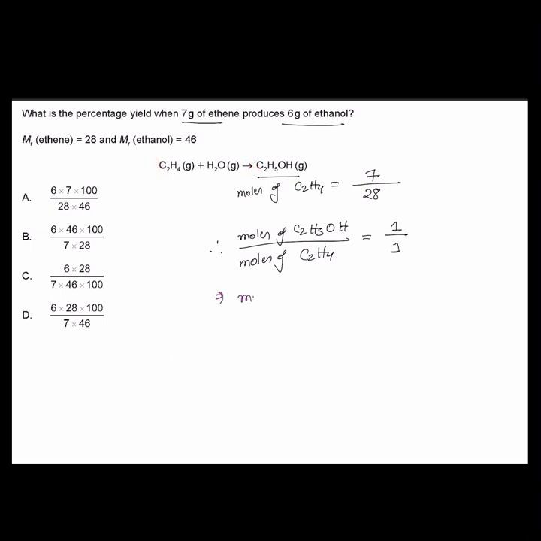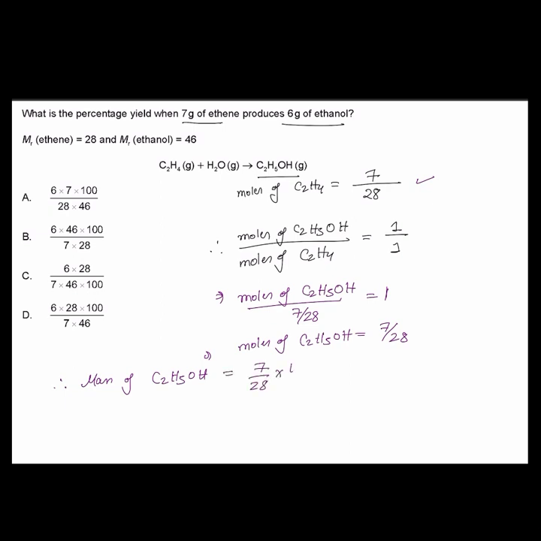If I simplify it a bit, we'll find that moles of C2H5OH divided by 7 by 28 should be equal to 1. 7 by 28 is the moles of C2H4. So moles of C2H5OH will be equal to 7 by 28. Now we can multiply it with the molar mass of ethanol to find the mass of ethanol produced. That is moles times the molar mass, which is 46.